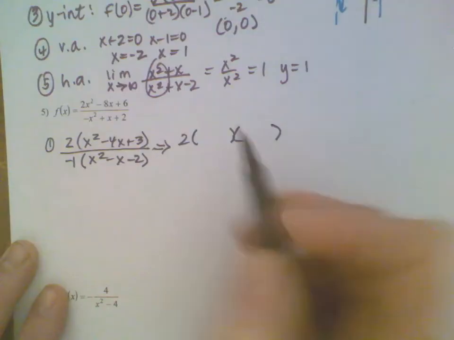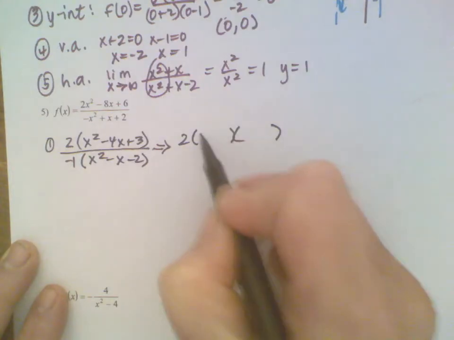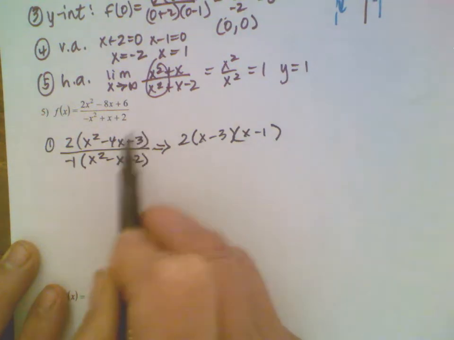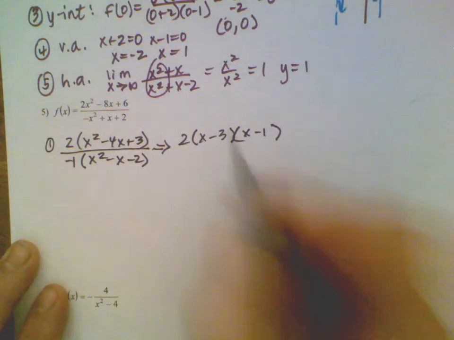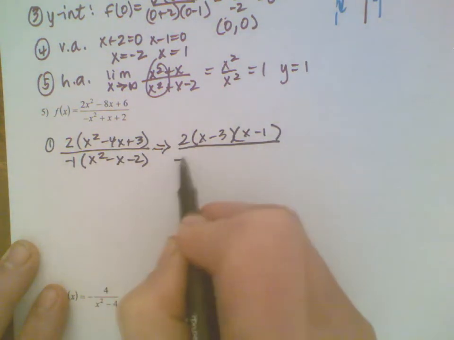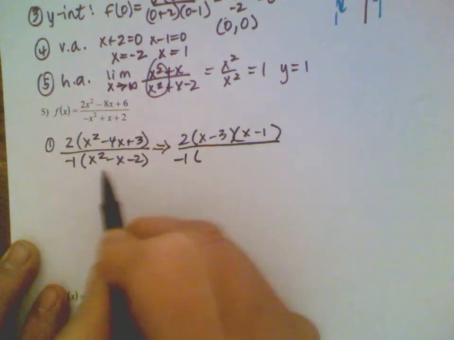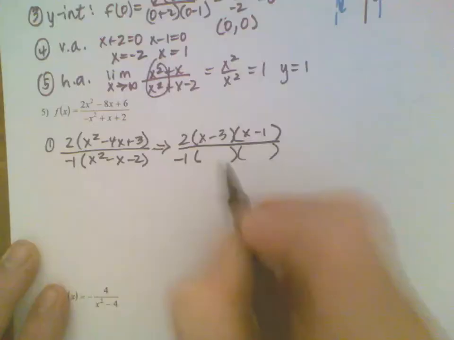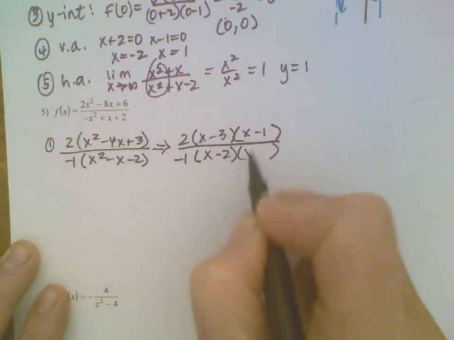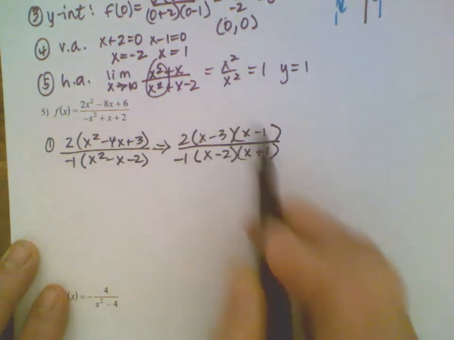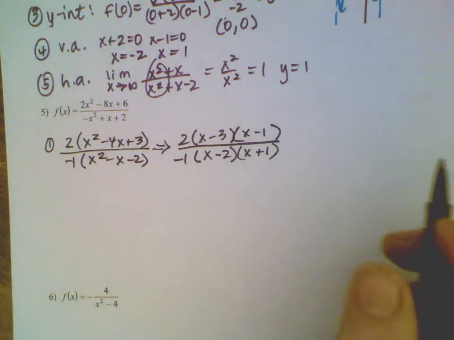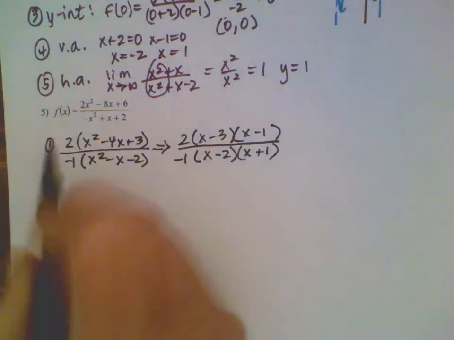So this is 2, if I can, obviously, and it looks like I can, x minus 3, x minus 1. Two numbers that multiply to be positive 3 and add to be negative 4. On the bottom, I get negative 1 times, I'm looking for two numbers that multiply to be negative 2 and add to be negative 1, so that looks like x minus 2, x plus 1. I always scan through, is there any identical quantities that I can cancel? There is not, so there is my factored form.